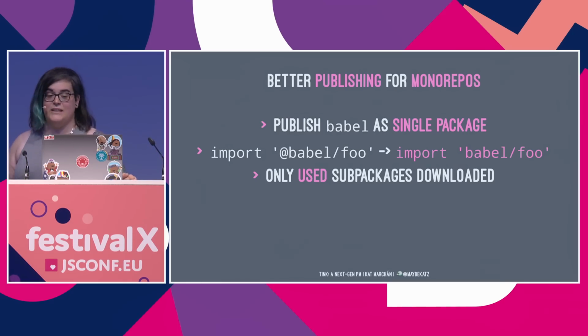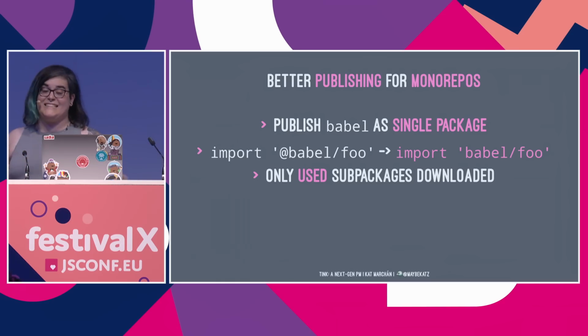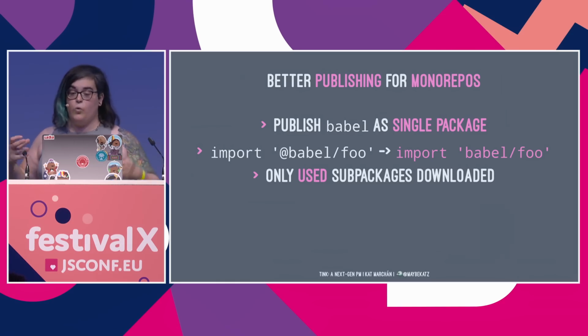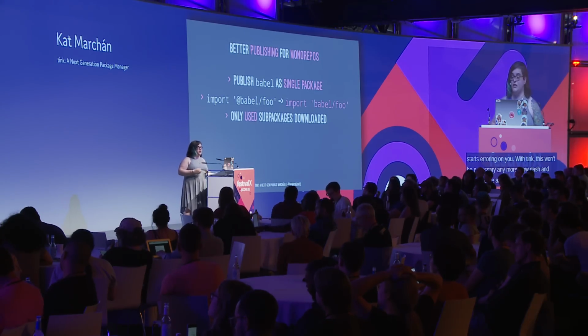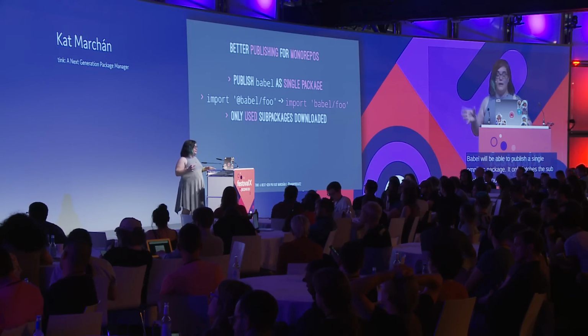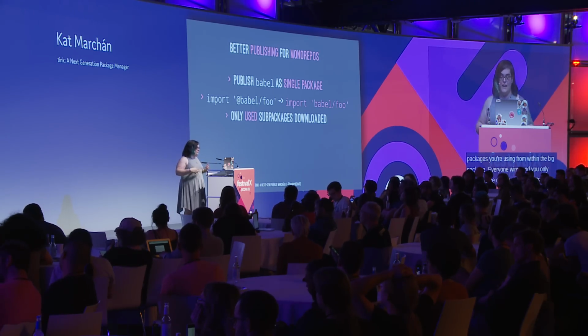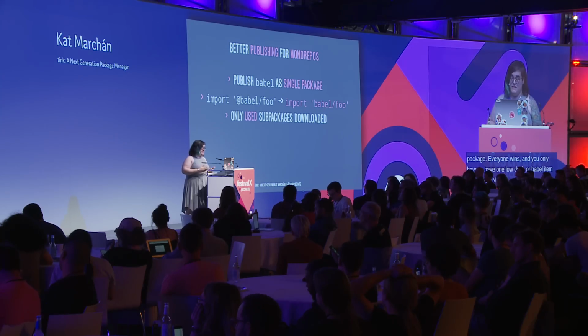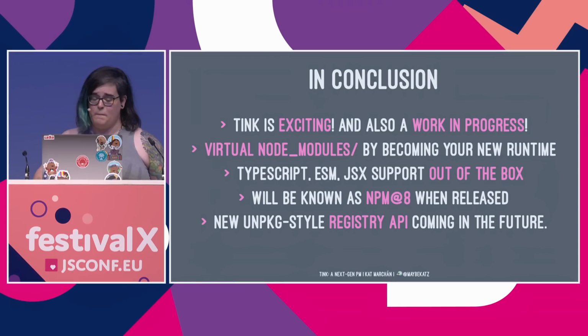With Tink and the new registry API, this wouldn't be necessary anymore. Lodash and Babel would be able to publish a single omnibus package, way more than most users would use, but when you install it with Tink, it'll only fetch the sub-packages you're actually using from within the big package. Everyone wins, and you only have to have one Lodash or Babel item in your package.json instead of 12 different things. Anyway, that's that. Like I said, this isn't in progress yet, but it's something we're planning on doing because the advantages are really clear to us all around. I hope you enjoy it when it does happen.